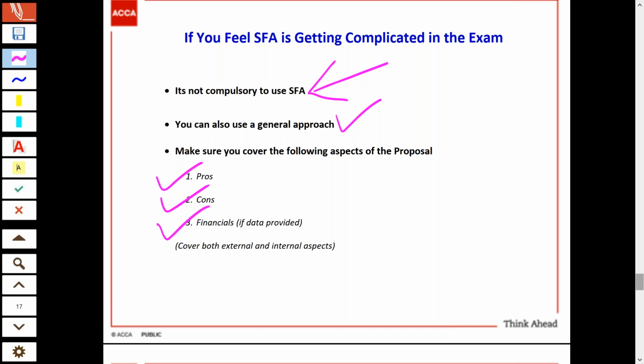Please repeat what you said about acceptability in a private company. In a private company, the shareholders themselves are directors, so if the directors are proposing an acquisition plan, then the shareholders will automatically accept because they are one and the same person.